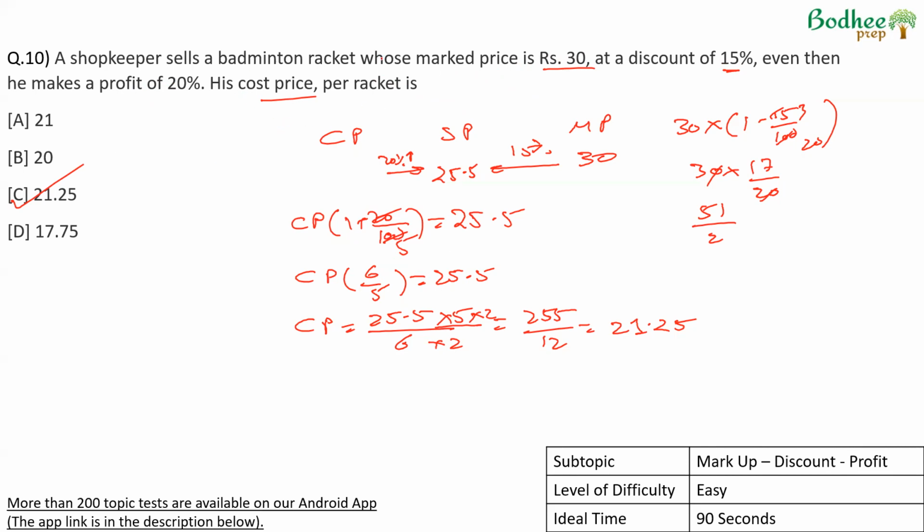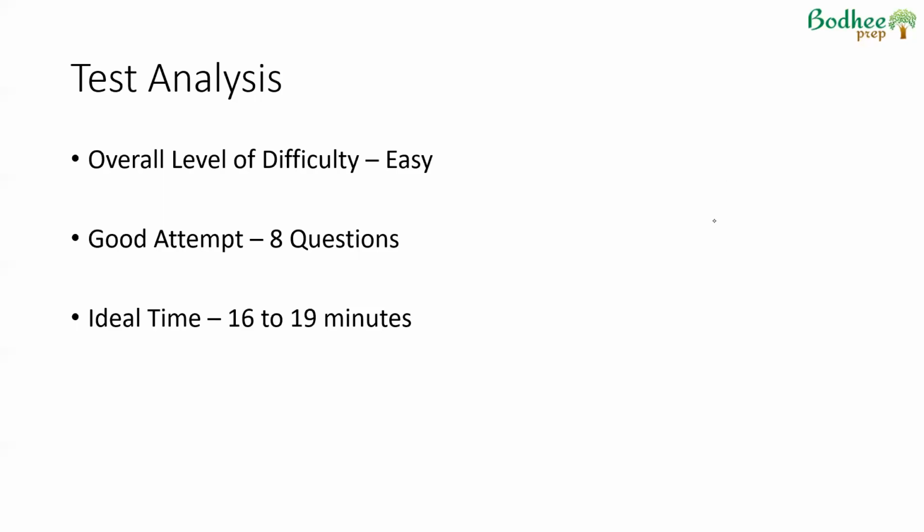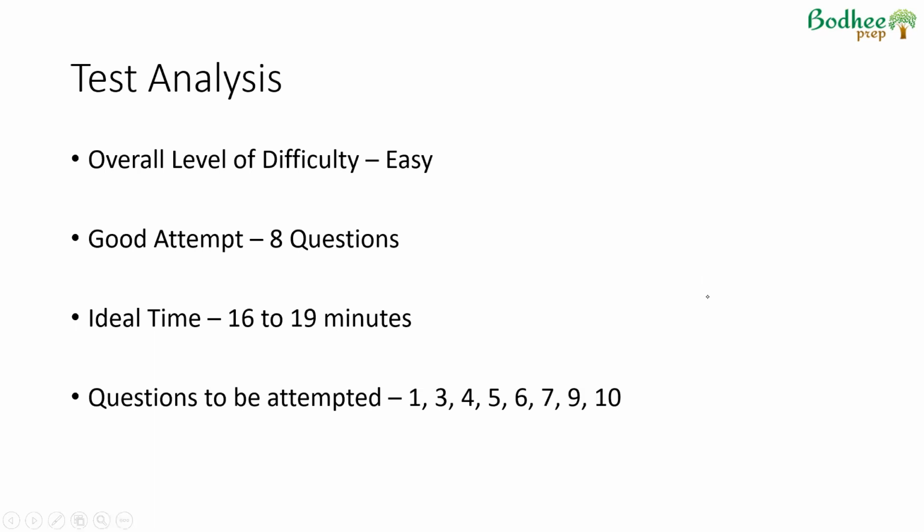Both cases, easy question. And therefore, if I look at the overall test, as I said initially, it is overall an easy test. Eight odd questions can be attempted. And for me, the attempted questions would be 1, 3, 4, 5, 6, 7, 9. So basically, the questions that I may not attempt in this test would be 2 and 8. Let's just quickly look at the questions as well.